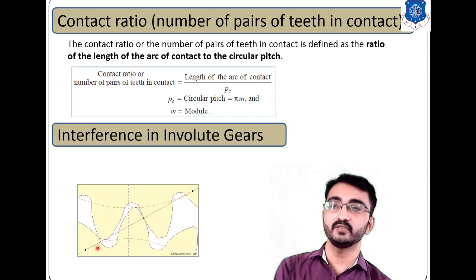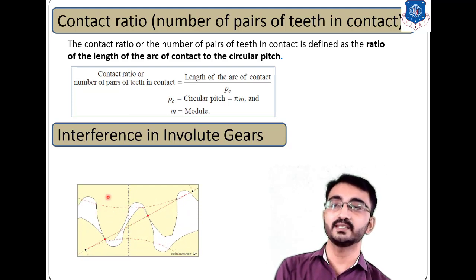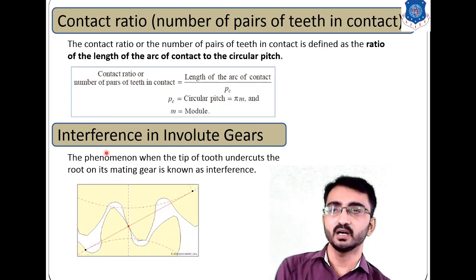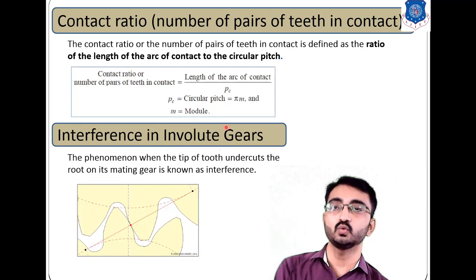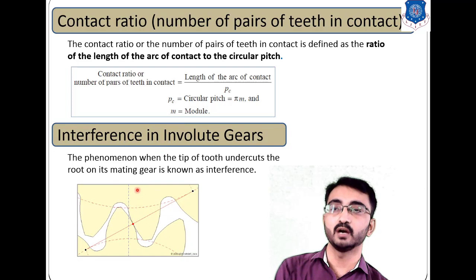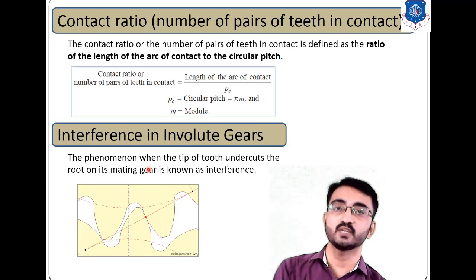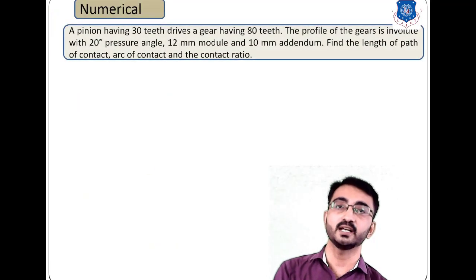Over here, if we look at this diagram, if they are undercutting or removing some root material of gear 2, then this phenomenon is known as interference, and it is a very undesirable condition. So in case of involute gears we have to take care of this criterion very carefully, otherwise we can prefer the second type of profile, which is known as the cycloidal profile. So now, using this equation, we will solve one numerical on gears.